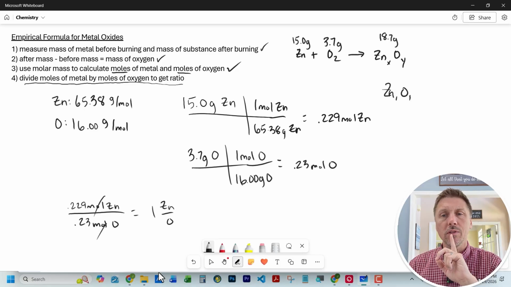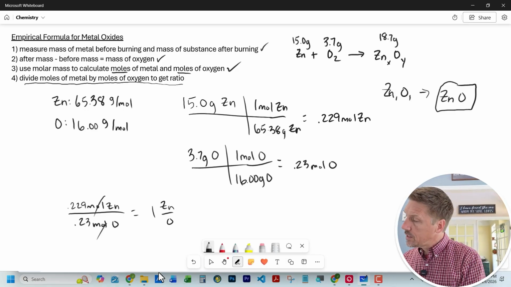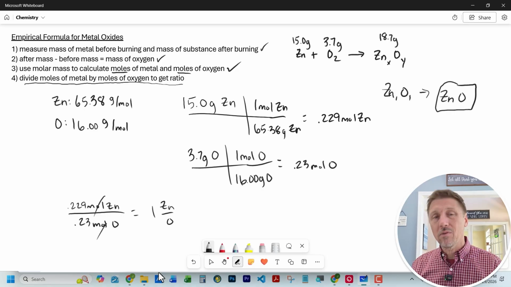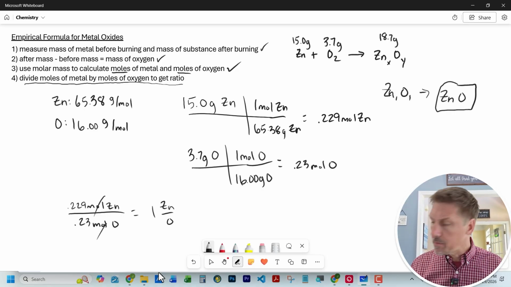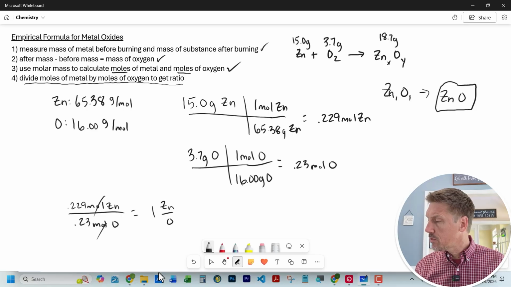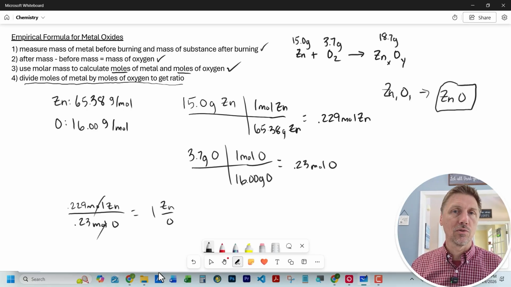But of course, we never put the 1s there, right? So we would just write that as ZnO. And that would be our empirical formula for the zinc oxide. Okay, so that's the empirical formula specifically for metal oxides, how to find that experimentally. Next video, we're going to figure out how to determine the empirical formula of substances other than metal oxides. All right, so stay tuned for that.